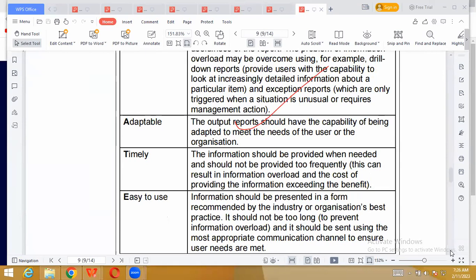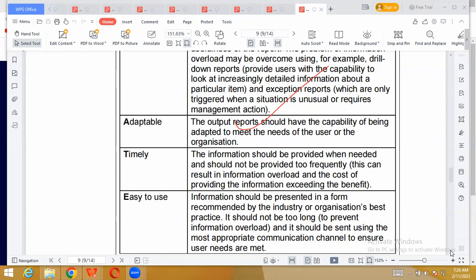In order to meet the needs of the users, it should be timely. Like I said already, that it has to be provided on what? It has to be provided on time. Information should be provided on time. If it's needed in 2 weeks' time, it has to be provided in that, so that it can benefit those that are expected to be benefited on time.